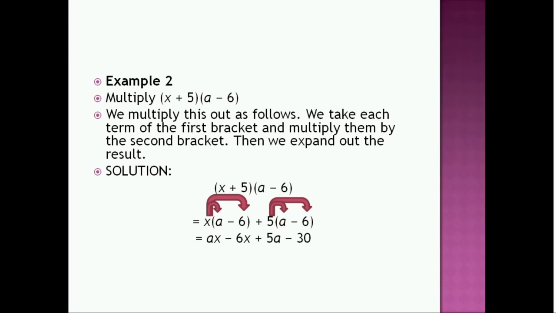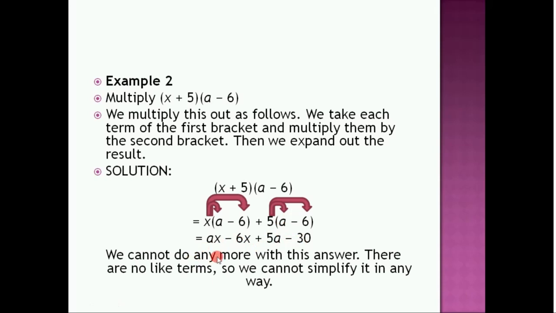Now when I multiply x into a, it becomes ax, and x into minus 6 becomes minus 6x, then 5a and minus 30. We cannot do any more with this answer because there are no like terms, so we cannot simplify it any way. So here is another example, example number 3.